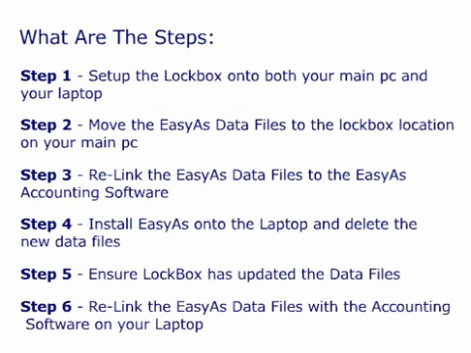So just briefly, what are the 6 steps? Step 1 is setting up Dropbox on your main PC and your laptop, and of course, setting up an account on the internet. Step 2 involves updating Dropbox with your EasyAs files. Step 3 is relinking EasyAs accounting software with the data files. Step 4 is installing EasyAs on the laptop and deleting any new data files that EasyAs installs. Step 5 is ensuring that Dropbox has updated the data files to your laptop, and Step 6 is relinking the EasyAs data files on your laptop.